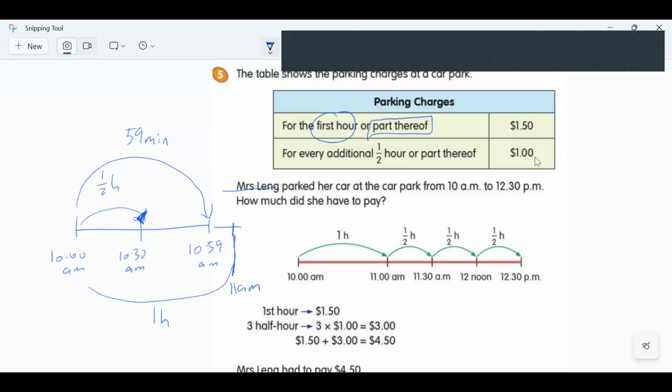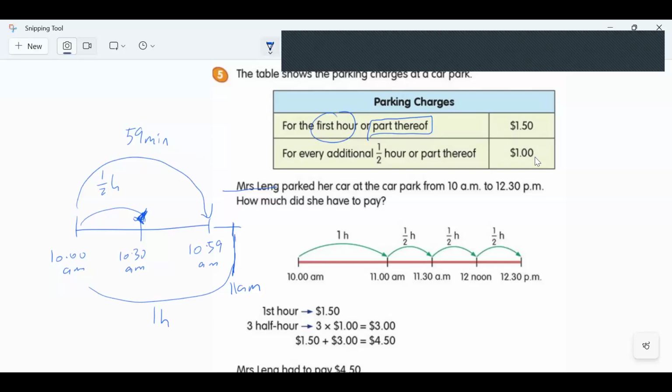Part thereof. Correct. The next one you go in, you already start. So for Christabel, how much does she need to pay? Also $1.50. So no matter, it says for the first hour or part thereof. Part thereof means for the first hour or any part of the first hour. So you ask yourself, is half an hour part of the first hour? Yes. So it's still $1.50.